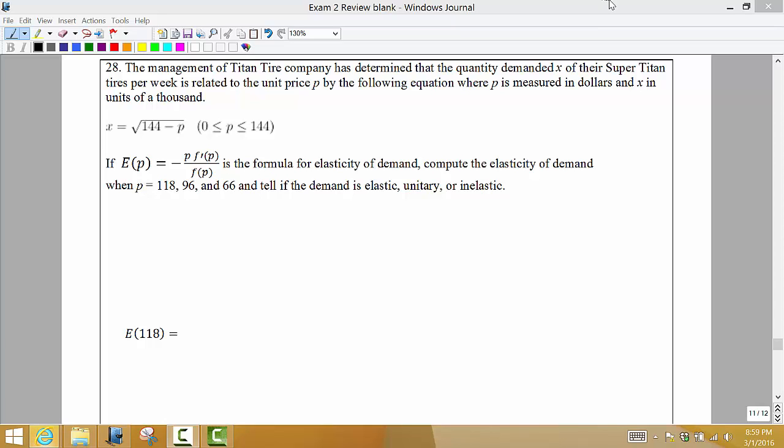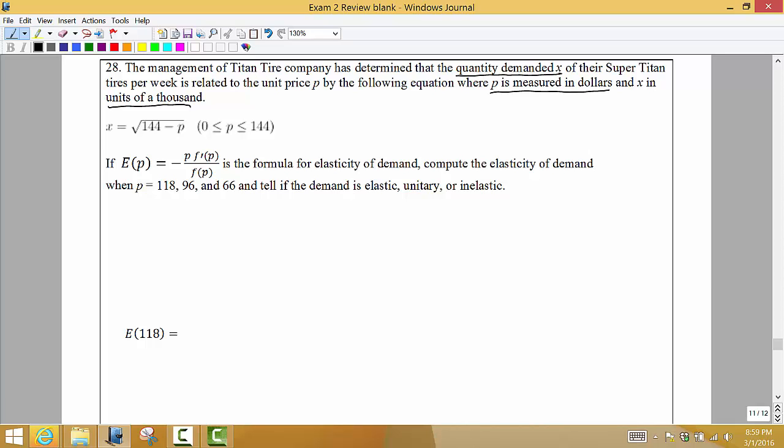In this problem, we are given that the management of Titan Tire Company has determined that the quantity demanded, X, of their Super Titan tires per week is related to the unit price P by the following equation, where P is measured in dollars and X is in units of 1,000. So this is our function quantity written in terms of the price P.